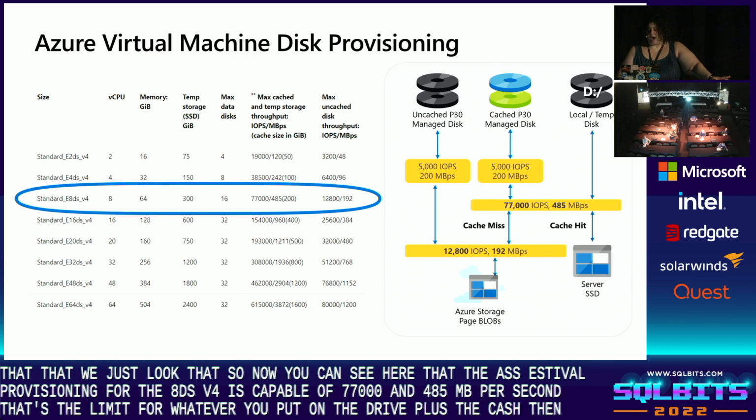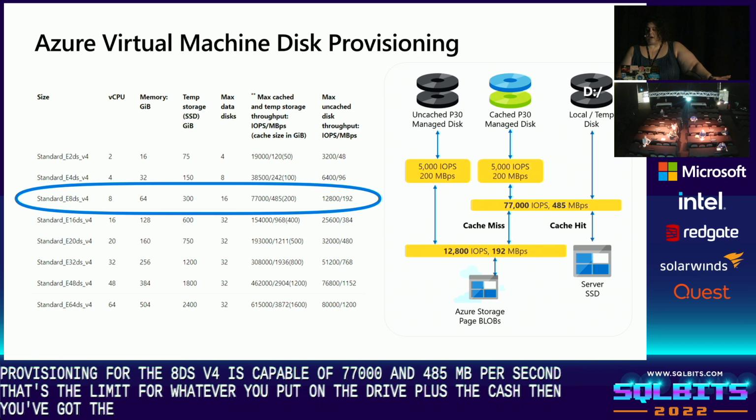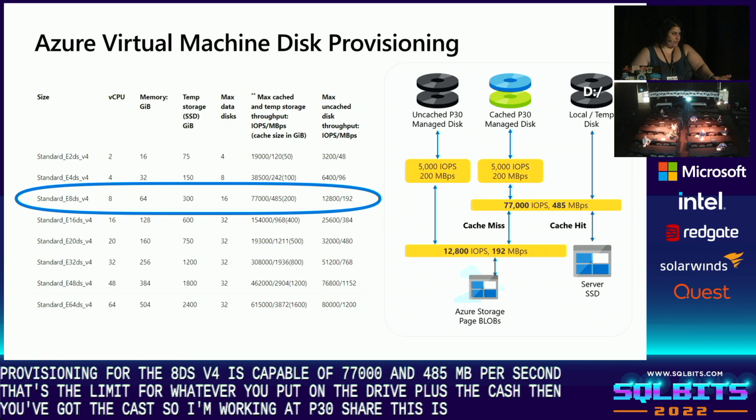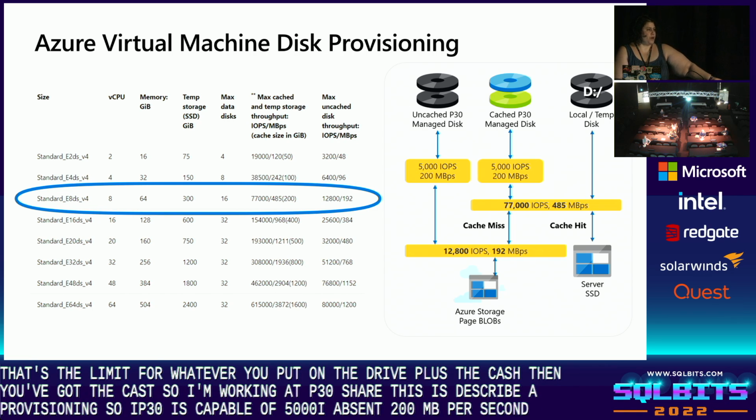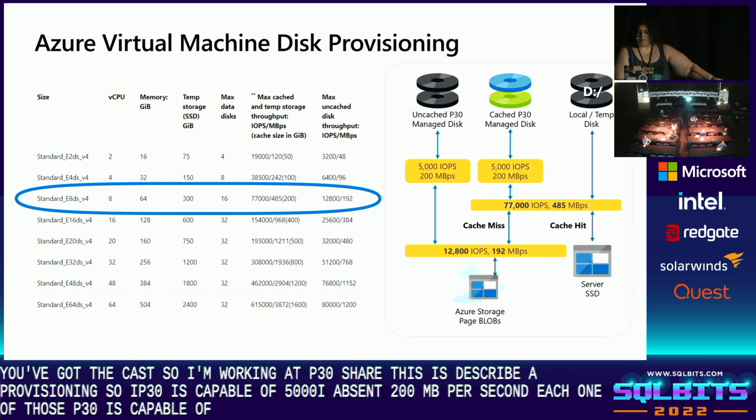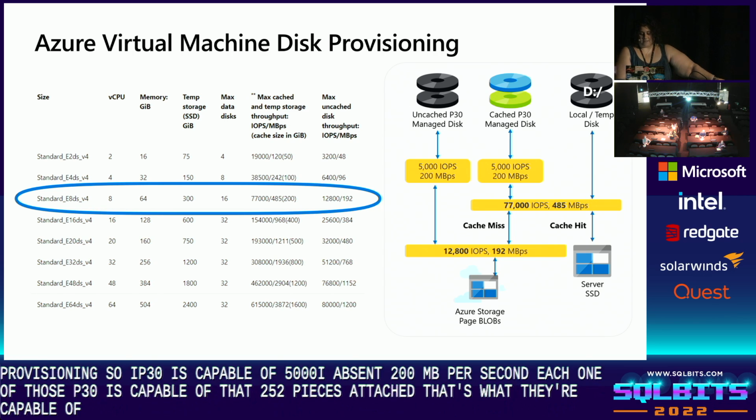Then you've got the cached, so I'm looking at P30s here. This is disk level provisioning. So a P30 is capable of 5,000 IOPS and 200 megabytes per second. Each one of those P30s is capable of that. So if I have two P30s attached, that's what they're capable of, and that's the disk level provisioning.